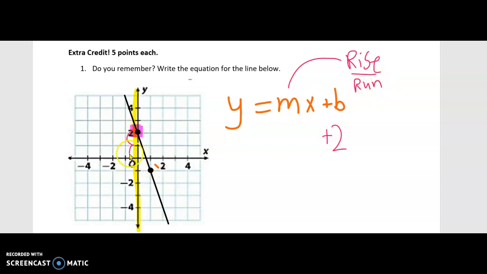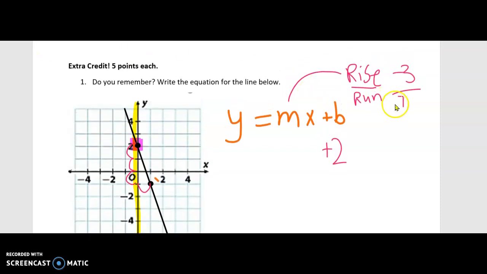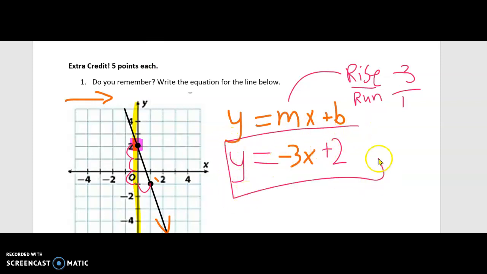So I've got to go down 1, 2, 3. So I've got to go down 3 on the y-axis. And then it looks like I have to run over 1 to the right. Okay, so -3 over 1. Let me check. Is the line going down? If I read the graph from left to right this way, it looks like I'm going down. Yeah, the line is going downward. So that is a negative slope. Is my slope negative? Yes. So I can put -3x as my slope, and make it y equals -3x plus 2. There is my equation.